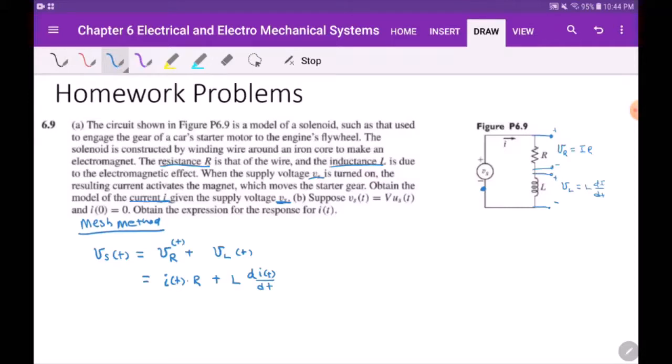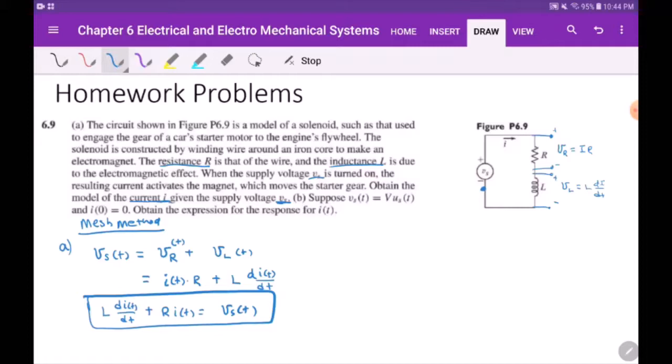Okay? So this is it. You have a system model in terms of I. I can rewrite it as L di dt, moving everything to the left hand side except for the source, equals Vs of t. So this is your system model, in differential equation form. Now this is part A. Part B says, suppose that you have a unit step and the initial condition is 0. Obtain the expression for the response.